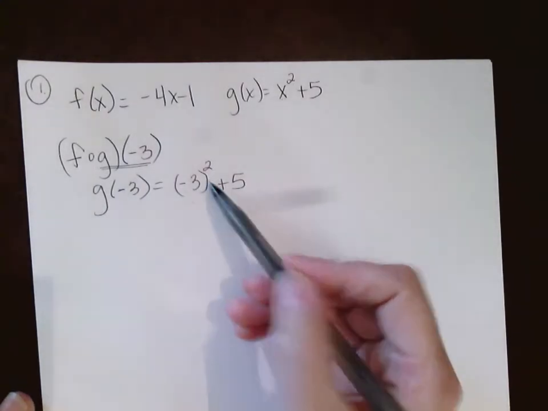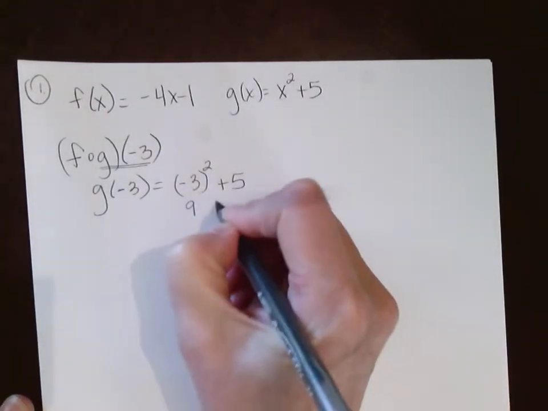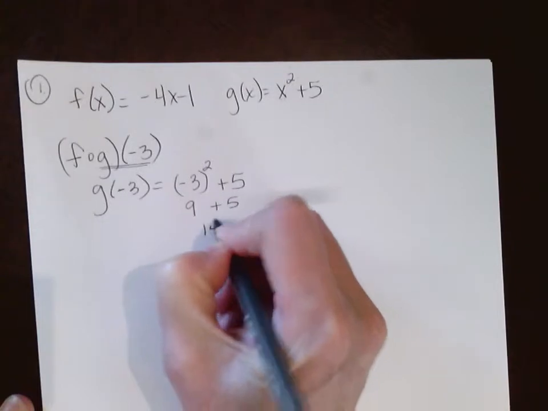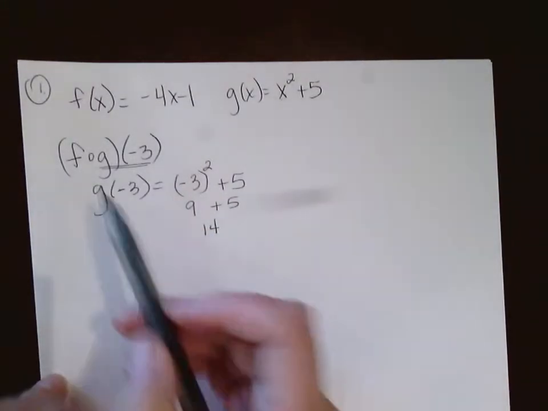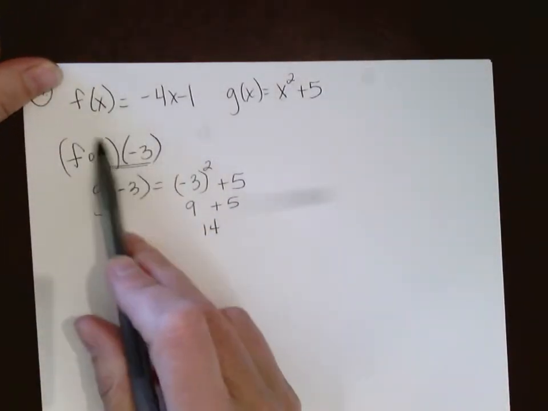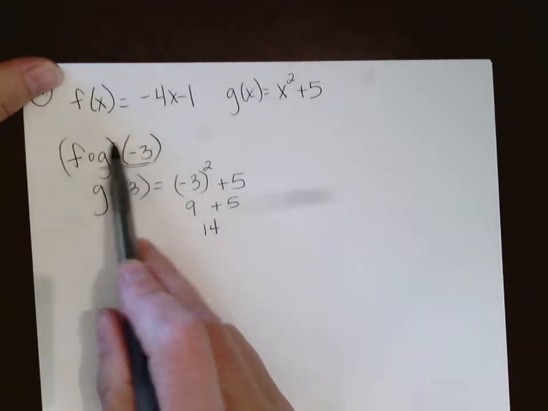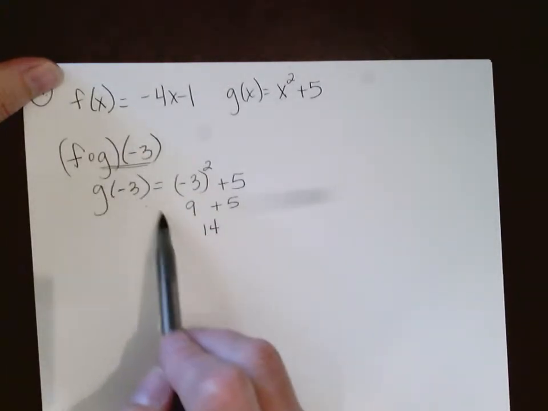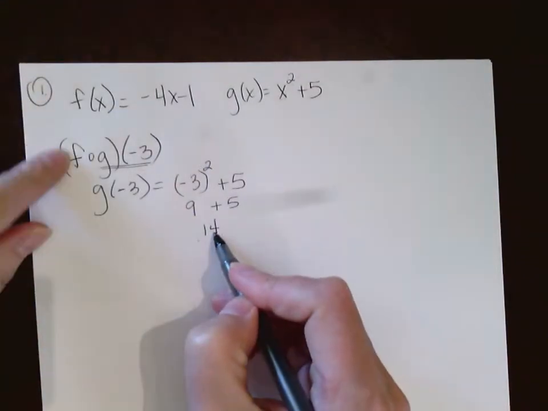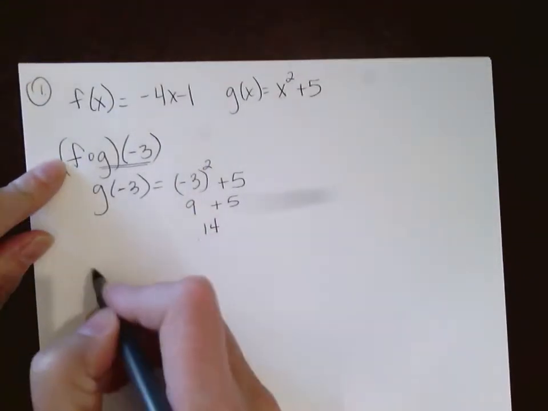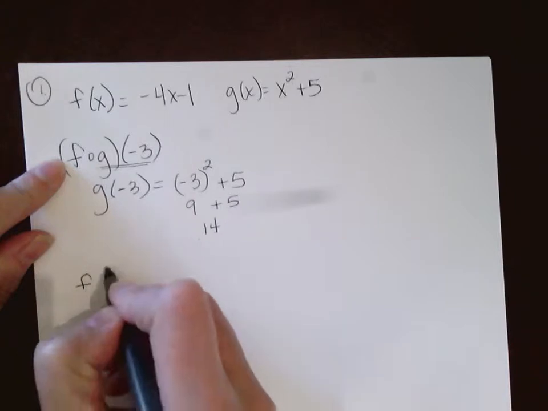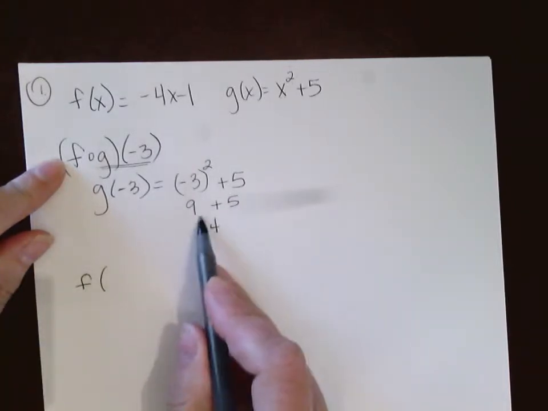So negative 3 squared gives you 9. Bring down the plus 5, which gives you 14. So what we have done is satisfied this part of the problem. We have found the inner part, g of negative 3. That gave me 14. So now we find the outer part. We're going to find f of whatever your solution was here.